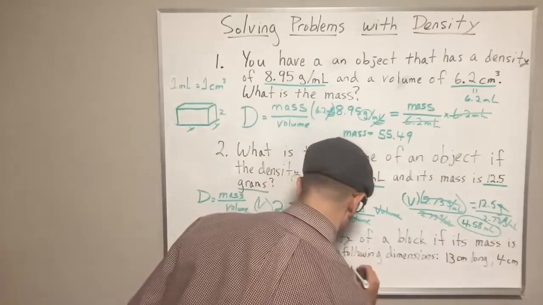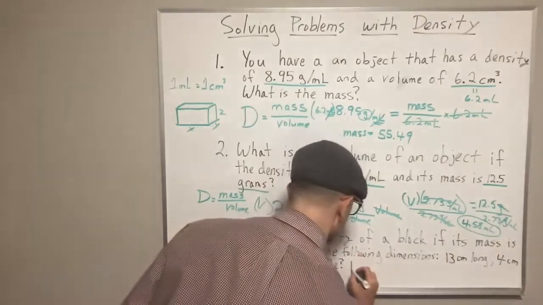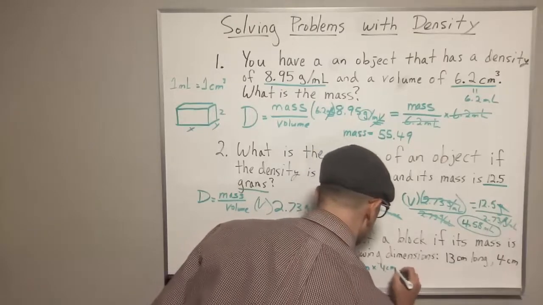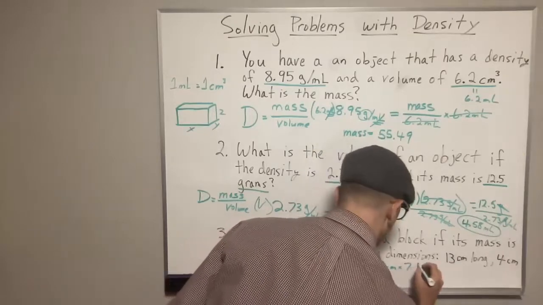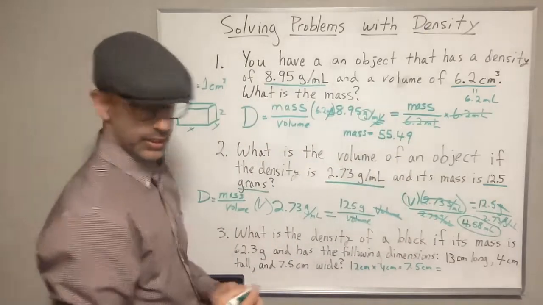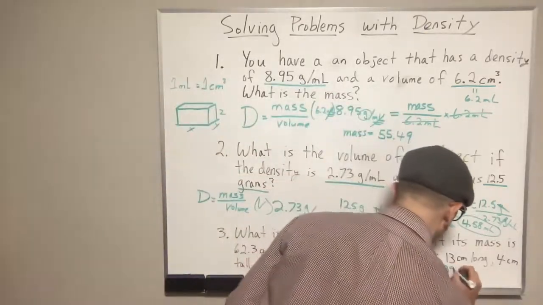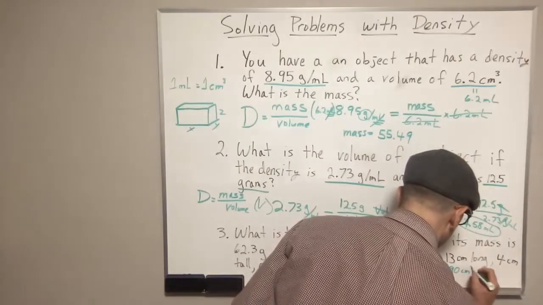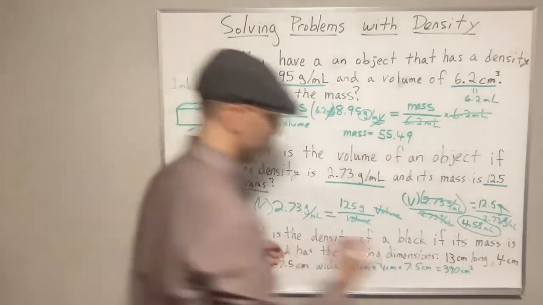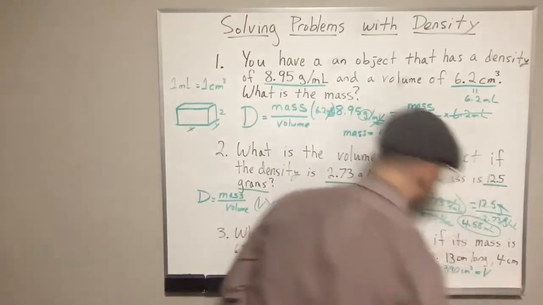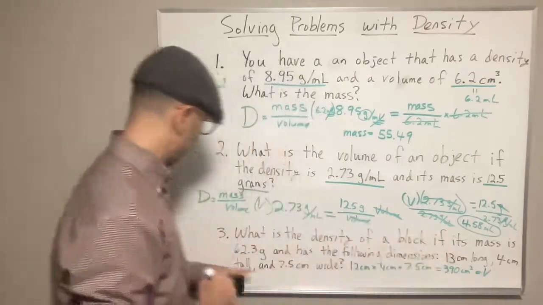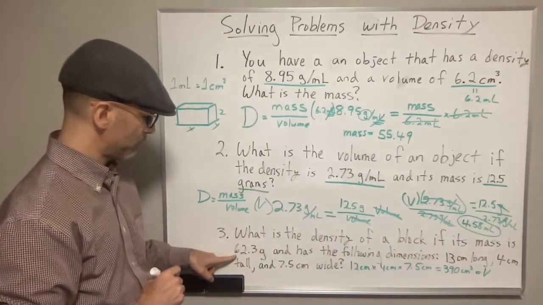Let me write this down: 13 centimeters times 4 centimeters times 7.5 centimeters gives us 390 centimeters cubed. So that's our volume. We've got V for volume. They gave us the mass. Where's the mass? Right here, 62.3 grams.